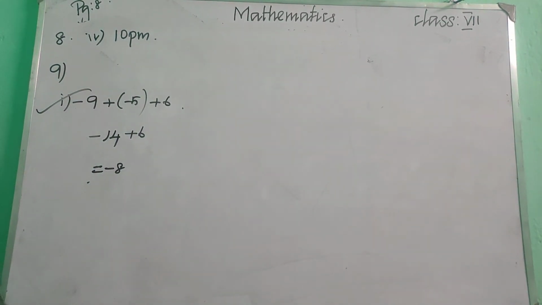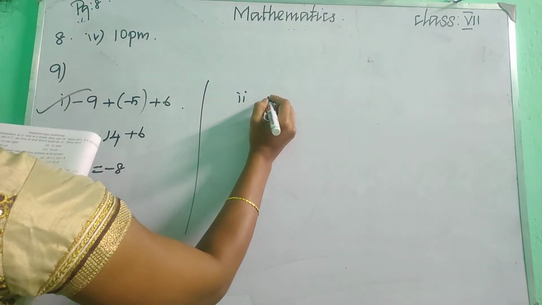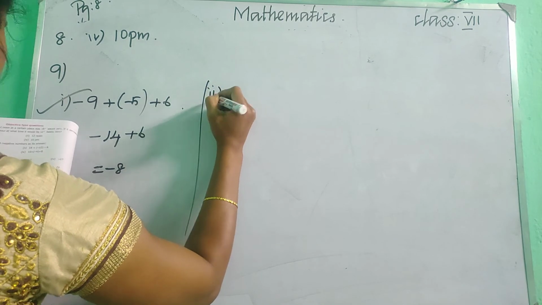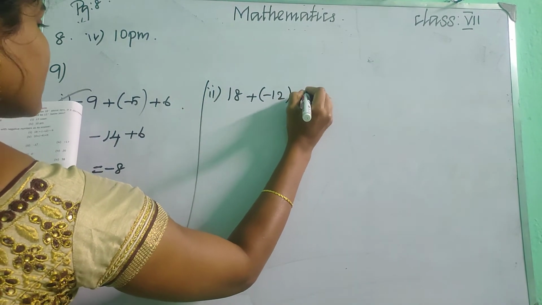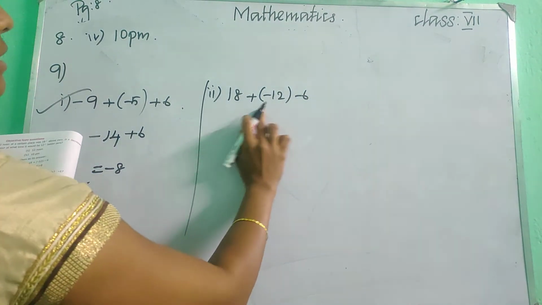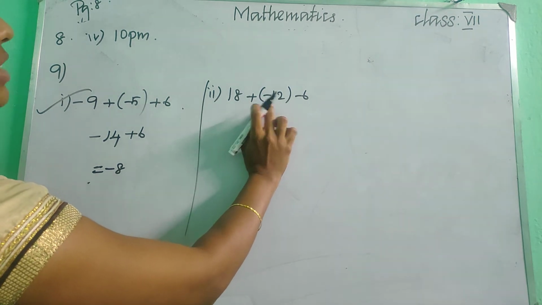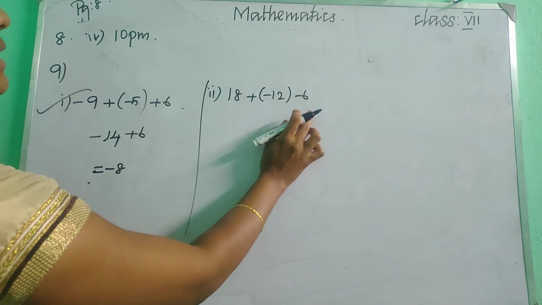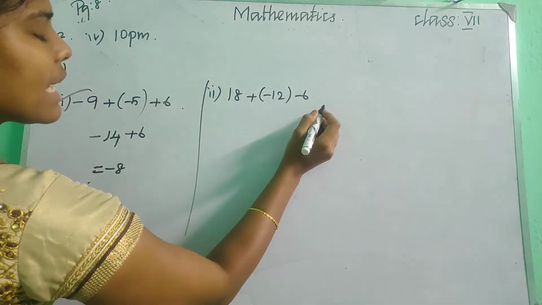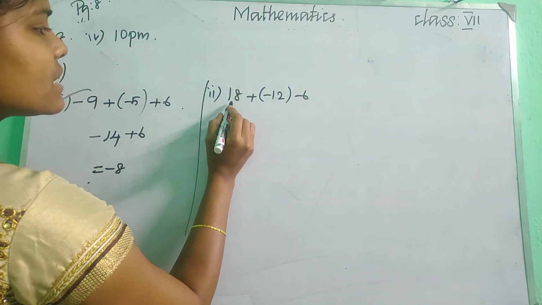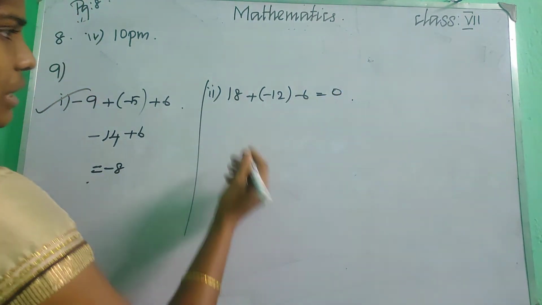So this one is negative. Again let us check the second one. 18 plus minus 12 minus 6. Let us solve the minus. Here we are having the same sign, so we can add and keep the same sign. So 12 plus 6, 18. 18 minus 18 will get 0. So this one is not negative.